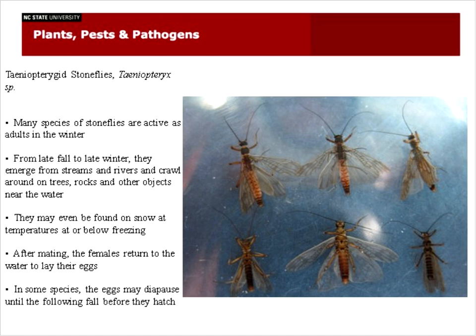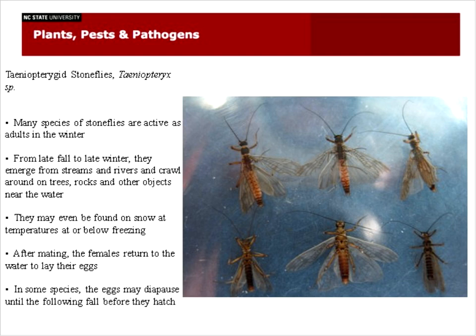The adults emerge and crawl up on tree trunks, on rocks, or just on the shore. If there's snow on the ground, they could even be crawling around on the surface of the snow at temperatures at or below freezing. And then once they mate, the females return to water and lay their eggs.